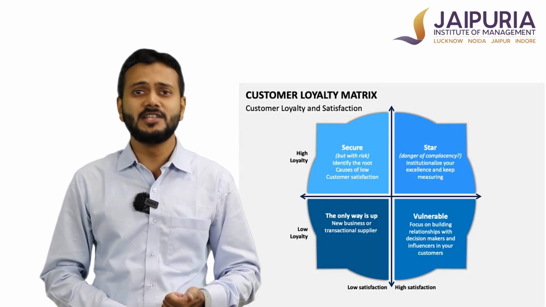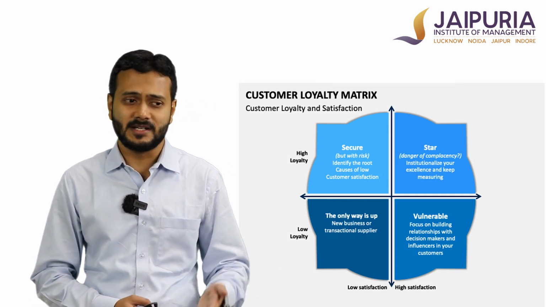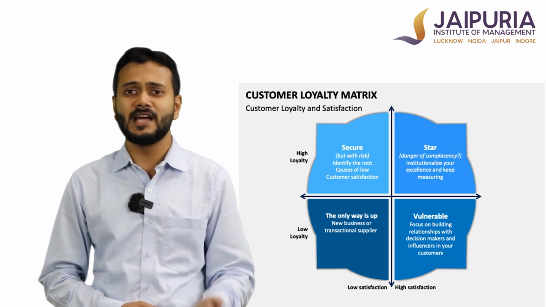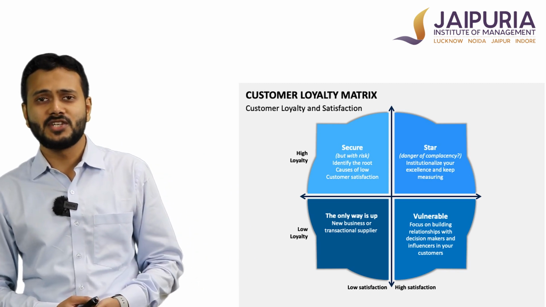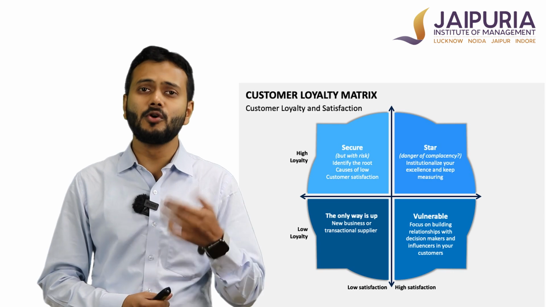So let us move ahead with another interesting thing before we move to our core topic, customer lifetime value: the customer loyalty matrix. What is this customer loyalty matrix? It is basically a matrix that incorporates loyalty and satisfaction of customers into a 2x2 matrix. As you can see from the screen, the customer loyalty matrix is divided into 4 quadrants.